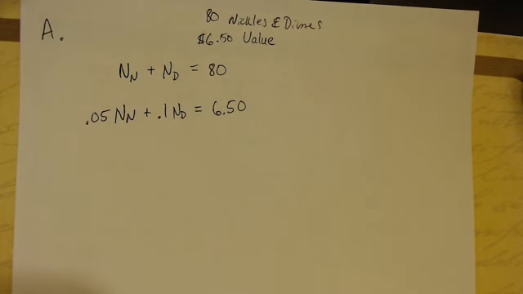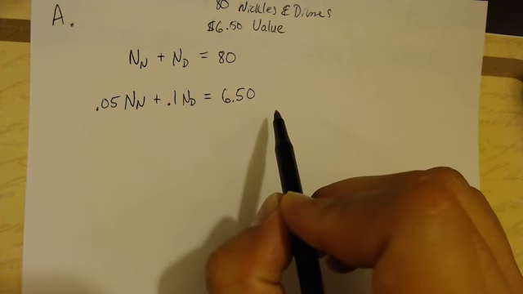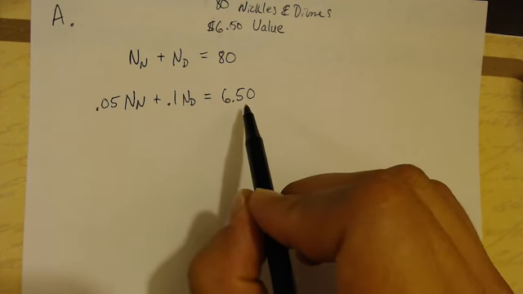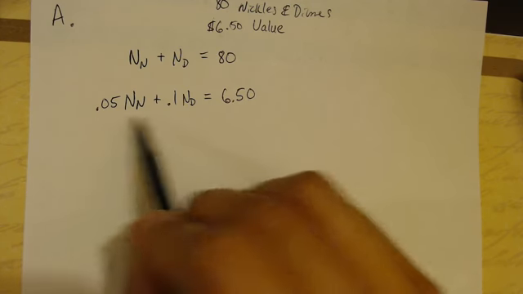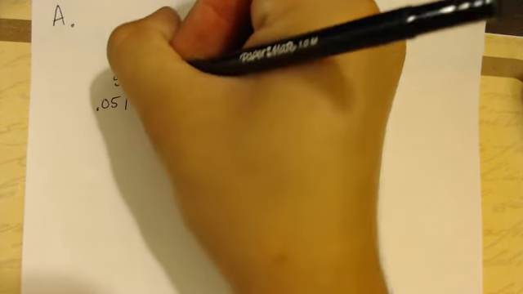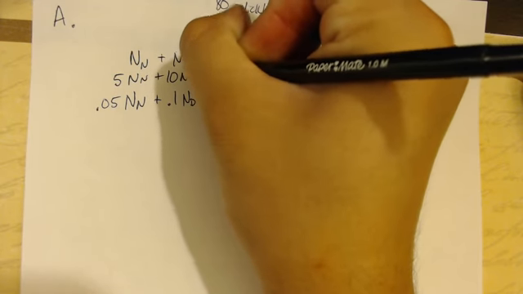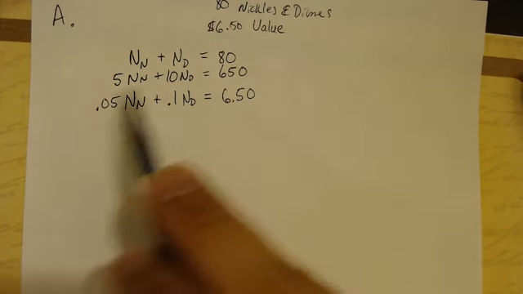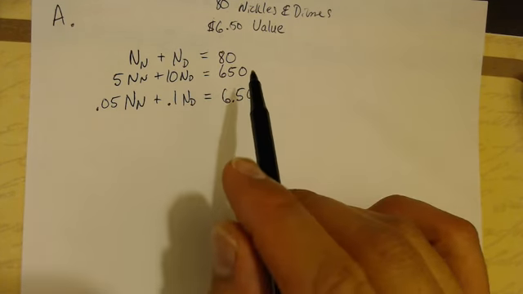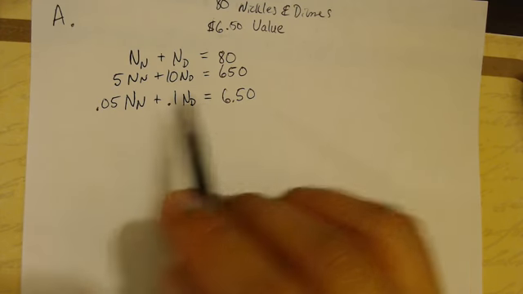$6.50. Now, before I start working, I like to convert these decimal equations into whole numbers. The biggest decimal I have goes to the hundredths place. If I multiply every value in this equation by 100, I would get an equation with whole numbers that looks like this. This way I don't really have to worry about decimals, and I can go ahead and solve using whole numbers.